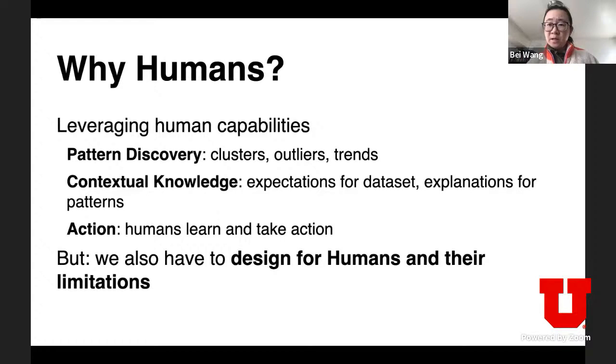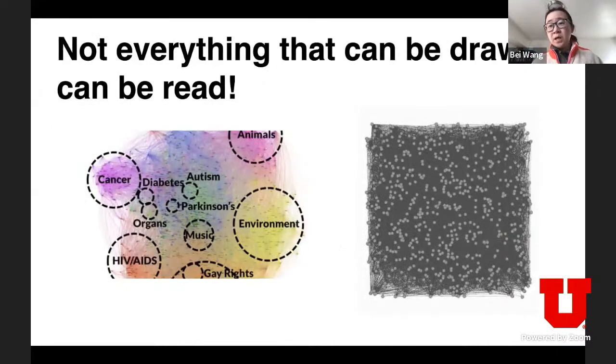And on another side, even though humans are very capable in all those different tasks, we also have to keep in mind to design for the particular audience, the humans, and take into consideration human limitations. So in other words, not everything can be drawn or can be read. On the right-hand side, what you see is a very typical, naive visualization of, say, a social network. When the social network becomes really large, if you just employ naive visualization, you're going to see essentially what we call the hairball.